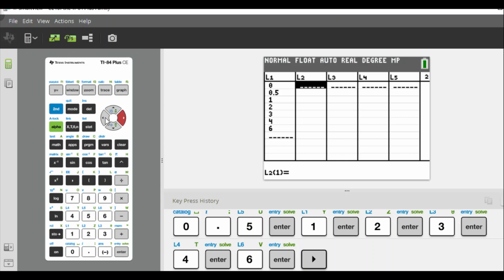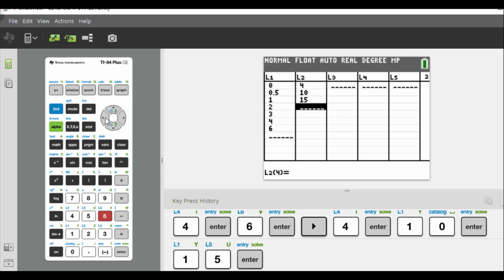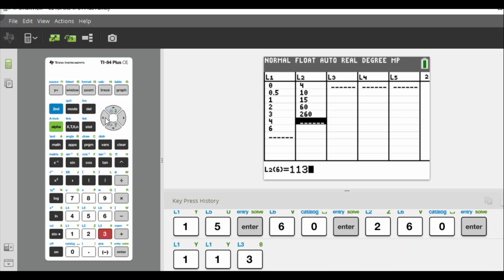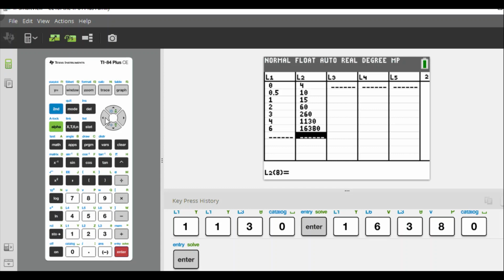Then we move over to the right one unit to make sure we're in L2, and now for the matching Y values. There were 4 spores at the beginning of the experiment, and then 10 spores after about half an hour, then 15 spores after 1 hour, 60 spores after 2 hours, 260 spores after 3 hours, 1,130 spores after 4 hours, and after 6 hours, 16,380 spores. Okay? Just make sure we have the correct information, and we can check that.